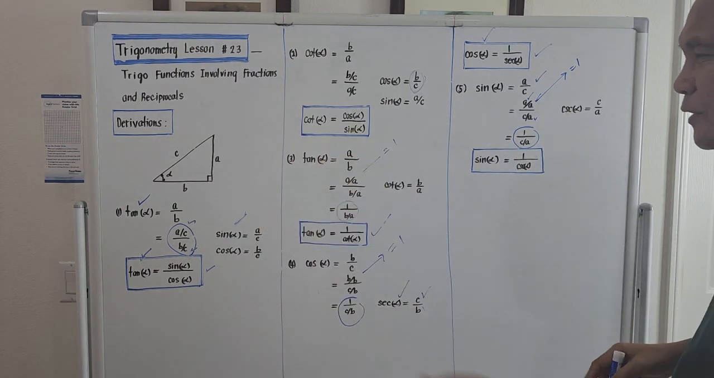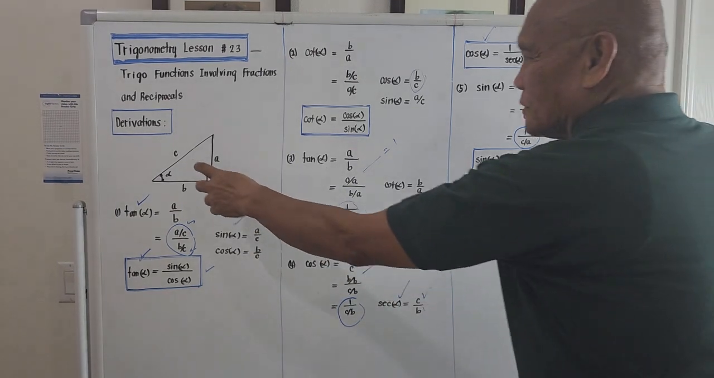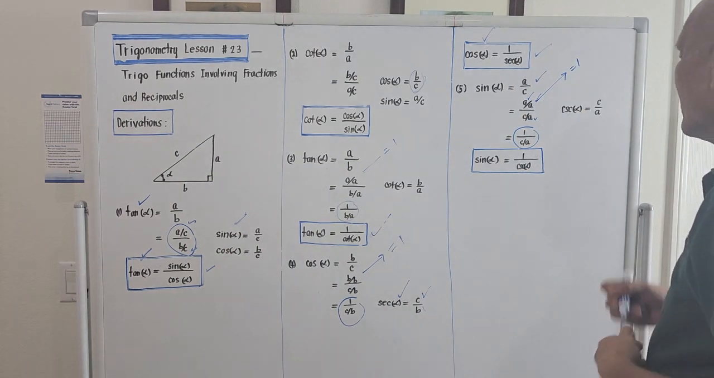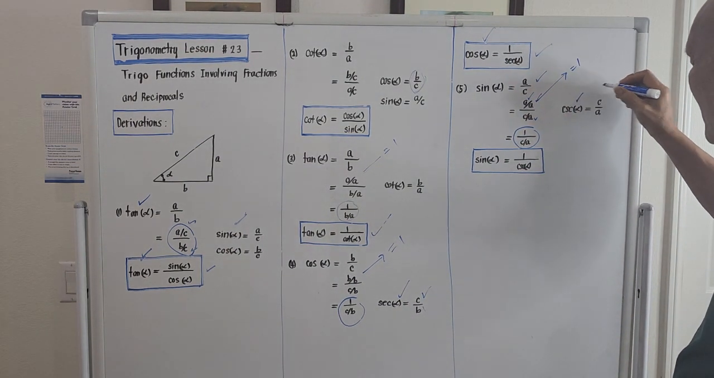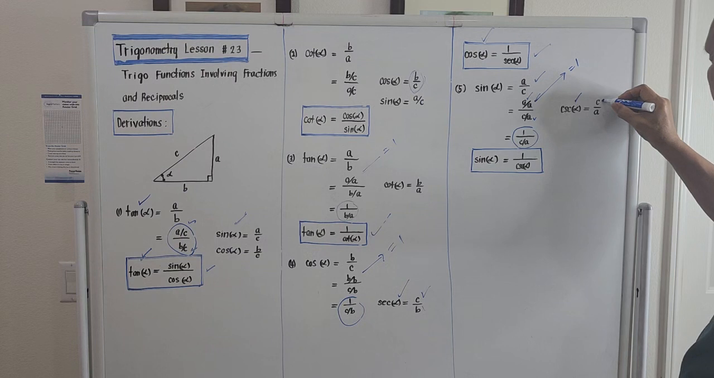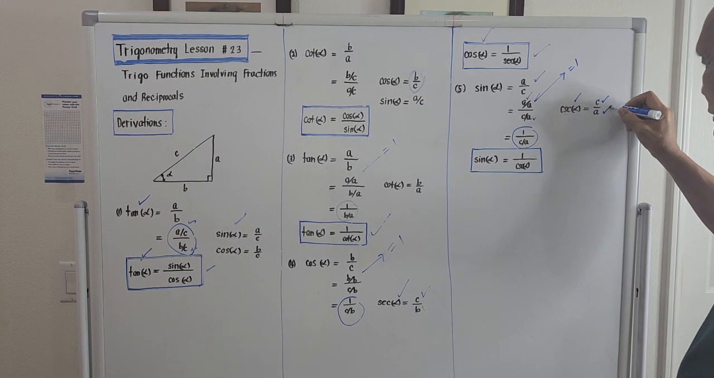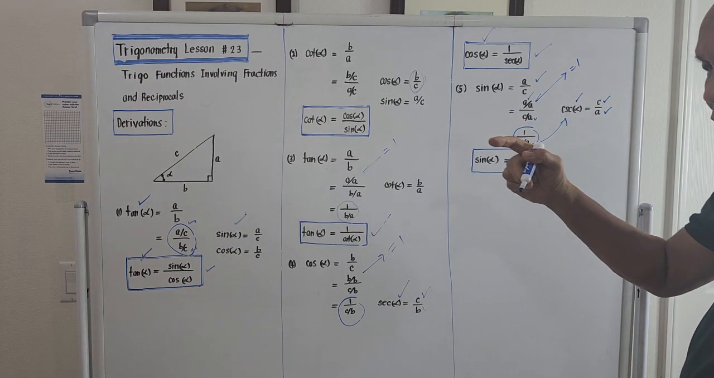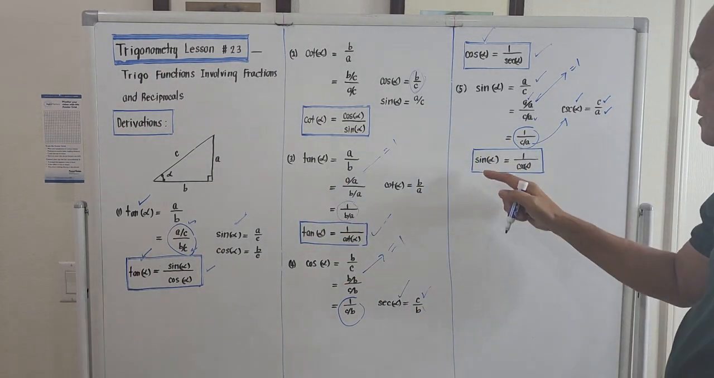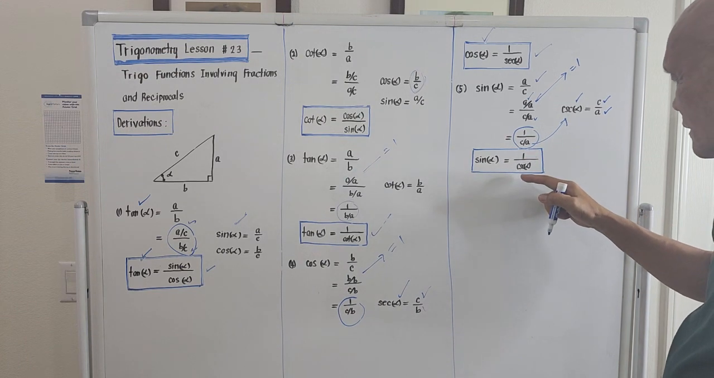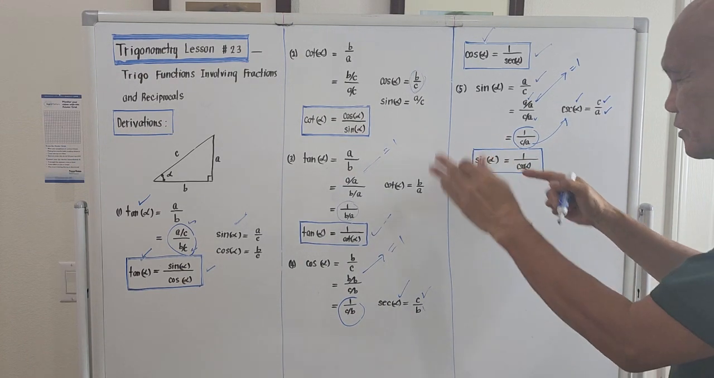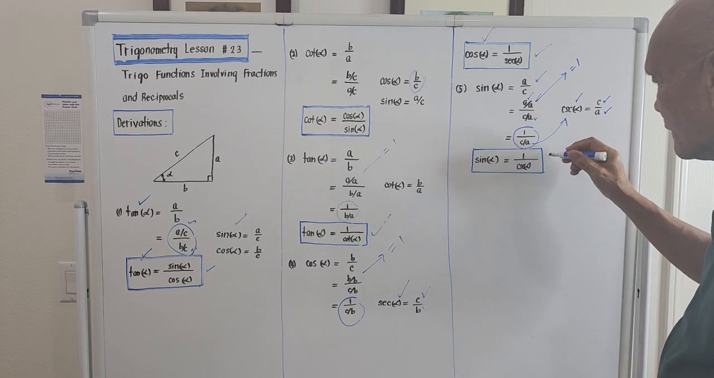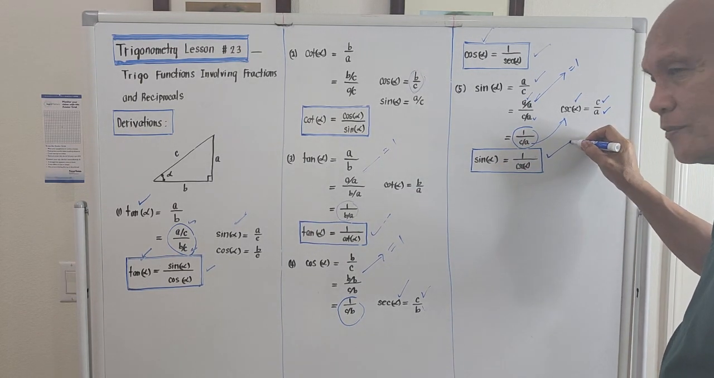But from the given figure, the ratio hypotenuse over opposite is actually cosecant. Therefore, cosecant of alpha is the ratio hypotenuse over opposite. So we could replace this C over A by cosecant of alpha. Therefore, in general now, sine of alpha will be 1 over cosecant of alpha. Or if we interchange, cosecant of alpha will be 1 over sine of alpha. This is formula number 5.